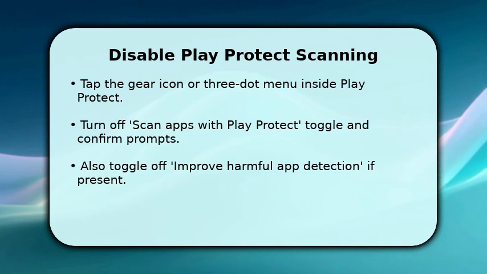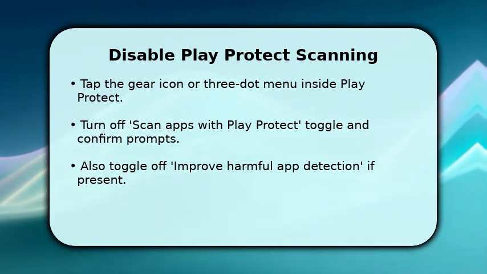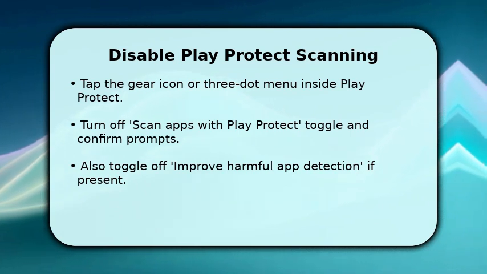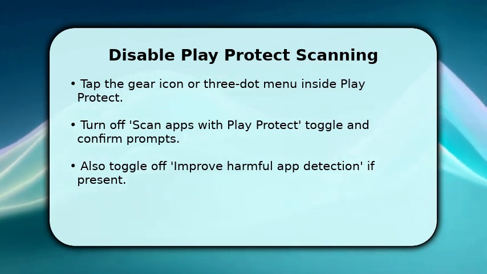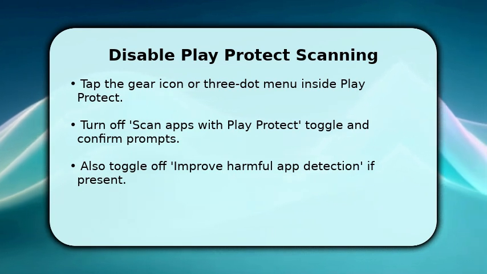Tap the gear icon or three-dot menu inside Play Protect to open its settings. This reveals the Scan Apps with Play Protect option. Turn that main toggle off and accept any confirmation dialogues. This immediately stops automatic verification scans.